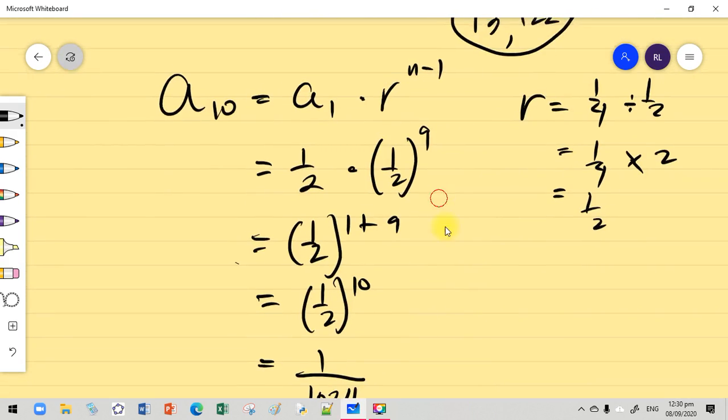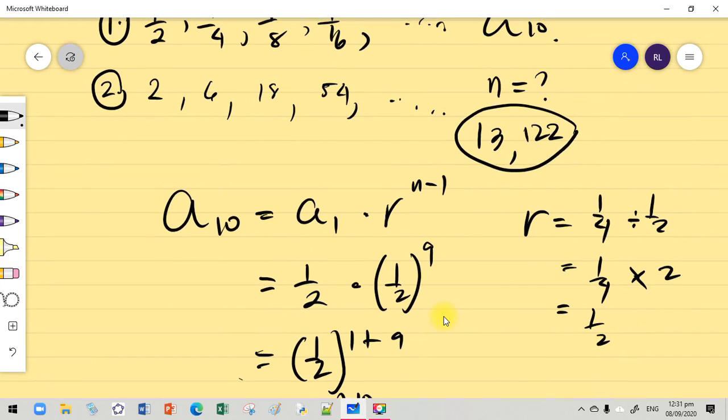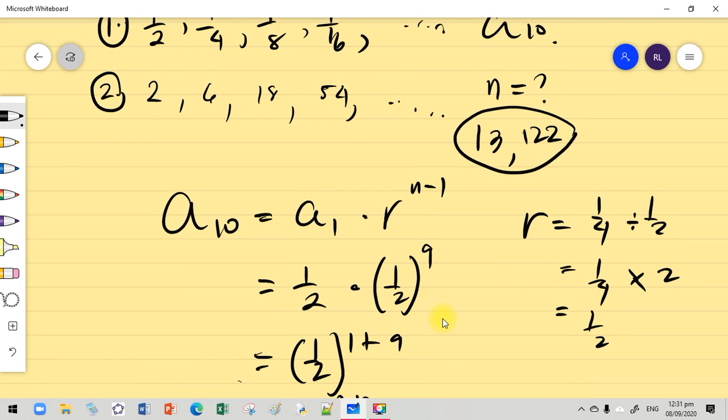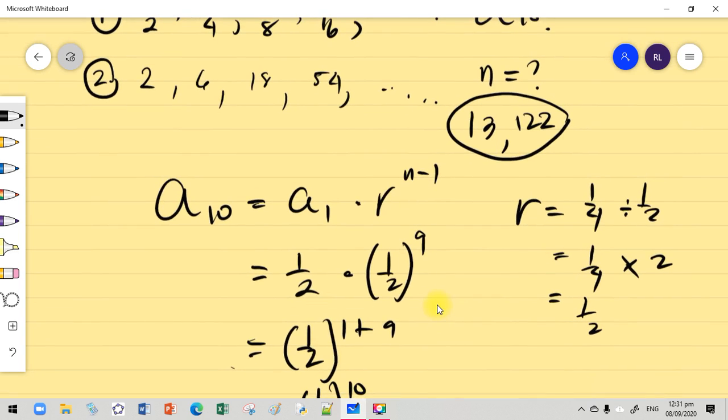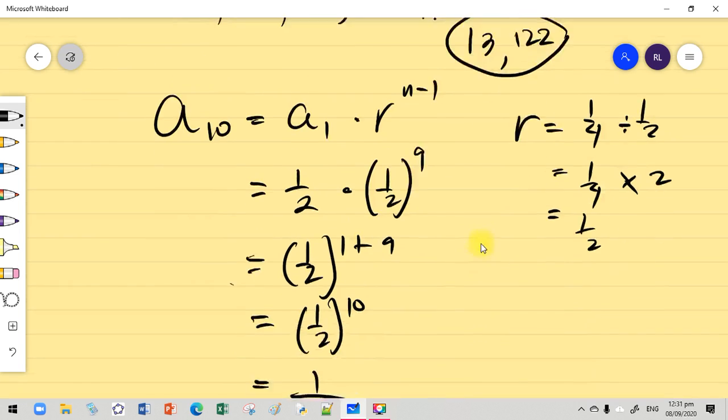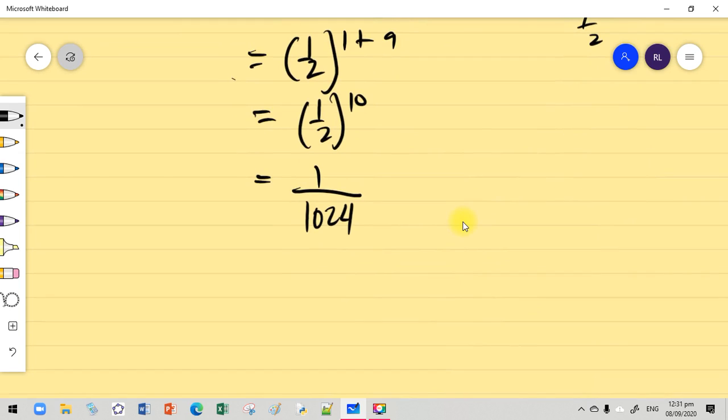Okay, so next is number 2. We have 2, 6, 18, 54. R is 3, because multiply 2 by 3, you'll get 6, times 3 again 18, times 3 again 54. And if we're going to continue the sequence, what term will be 13,122? What term will be 13,122?